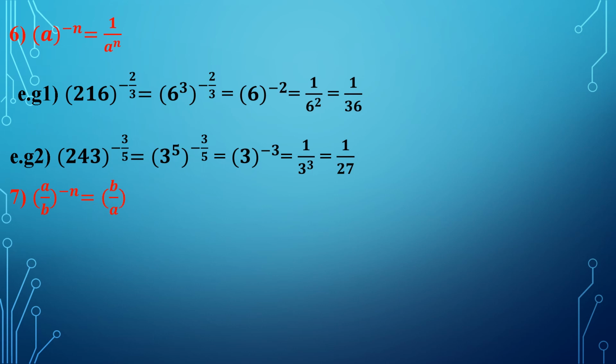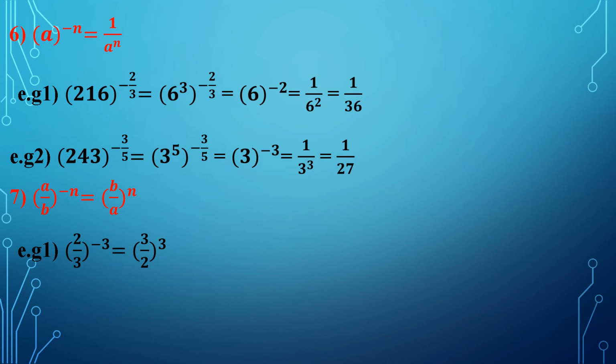Now let us see the same law, how do we apply for fractions. This is the seventh law, that is (a upon b) raised to minus n is equal to (b upon a) raised to n. Means if we have power negative for a fraction, just take the reciprocal of the fraction to get the positive power. Here is an example for that.